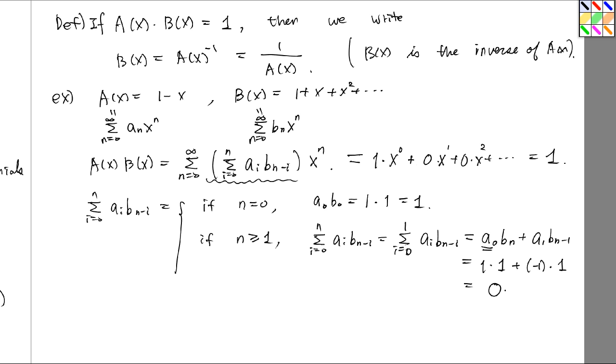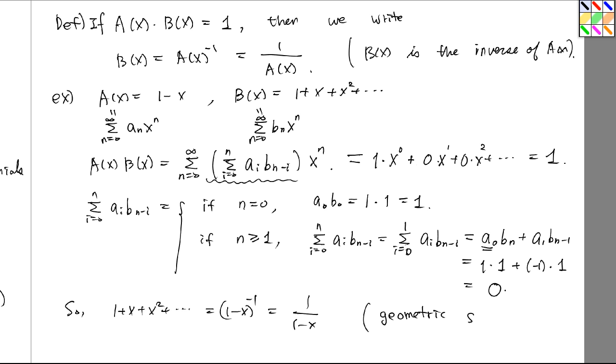So we multiplied two generating functions and we obtained 1. That means one generating function is the inverse of the other. So 1 plus x plus x squared plus dot dot dot is (1 minus x) to the minus 1, or 1 over 1 minus x. And of course, we know that this is called a geometric series. This can be shown using only formal power series like this.